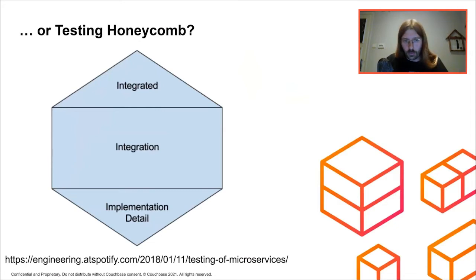And it differs in the following points. So we have some tests at the bottom. They call them here implementation detail, but it's what we would classically call unit tests. Then we have many, many more integration tests. Most of the tests are integration tests. And then we have some integrated tests at the top. Now in both of these slides, the pyramid and this honeycomb, which I took from the Spotify blog post, the top is not called UI or end-to-end test, it's called integrated test.